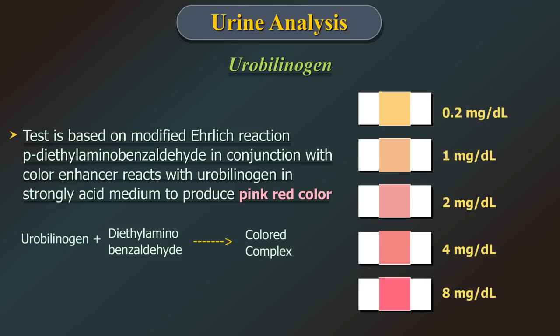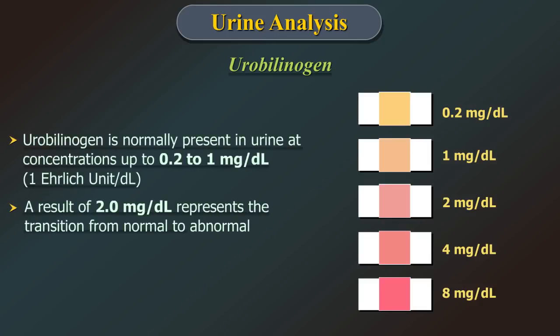Urobilinogen. The test is based on a modified Ehrlich's reaction in which p-diethylaminobenzaldehyde in conjunction with a color enhancer reacts with urobilinogen in a strongly acidic medium to produce a pink-red color. Urobilinogen is normally present in urine at a concentration up to 1 mg per deciliter. A result of 2 mg per deciliter represents the transition from normal to abnormal.